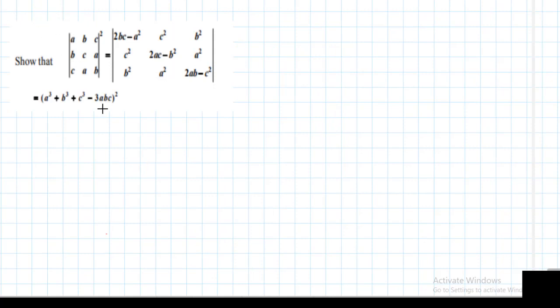Friends, this is the second problem. Next problem, we want to show that the determinant of the matrix ABC, BCA, CAB squared is equal to this, and that is also equal to this. Actually here you want to prove that A equals B equals C. So directly you can prove A equals B, then after that you can prove that B equals C, or after proving A equals B you can prove A equals C, or you can prove A equals C first, after that you can prove B equals C. Several ways you can prove.